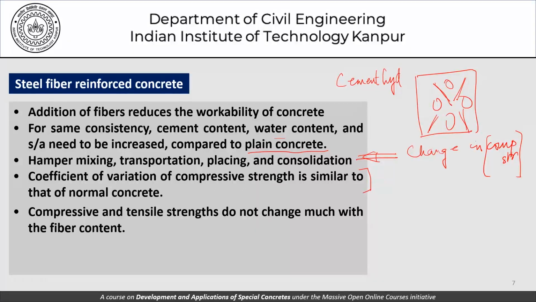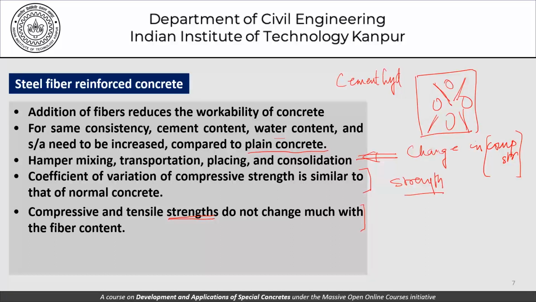Moving forward, the compressive and tensile strengths do not change with the fiber content. This is especially true in low volume addition of fibers. So long as the fiber addition does not exceed, say, 2% or at least 1.5% to 2%, we do not expect much change in the compressive or tensile strength as such. Strength means the maximum load that it can take. The strengths may still be the same. We've talked about it before.